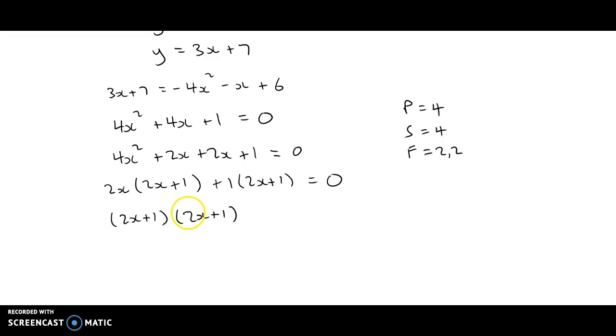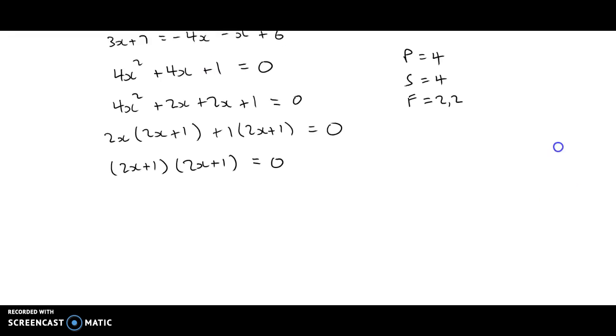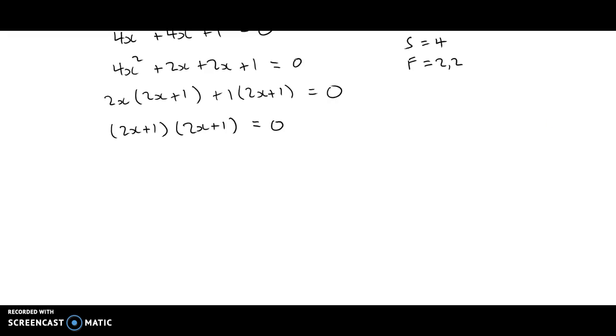Now, you may have recognized straight away that this is a perfect square, because what we've got here is in fact just 2x plus 1 all squared, and if you didn't, that's fine, and you've gone through and done PSF, that works perfectly fine. So we know 2x plus 1 is equal to 0, so we'll get 2x equals minus 1, so x equals minus a half.